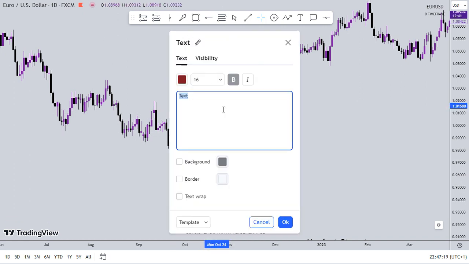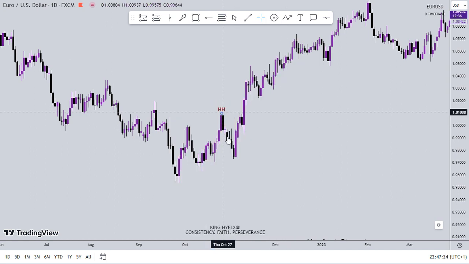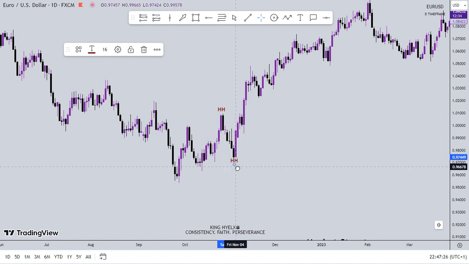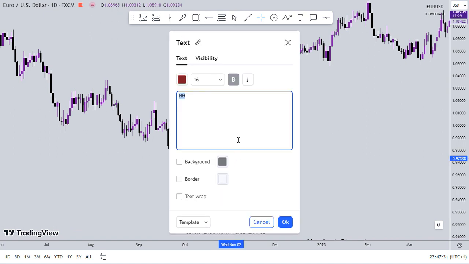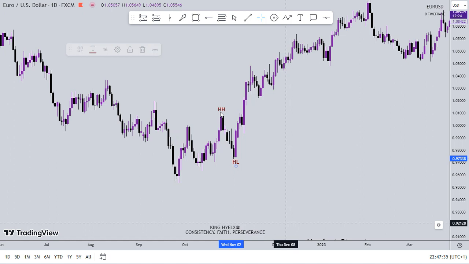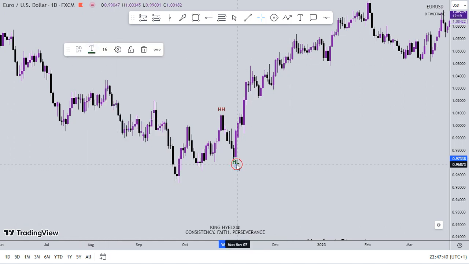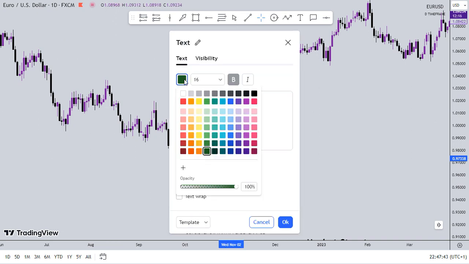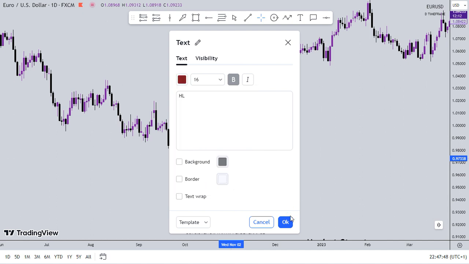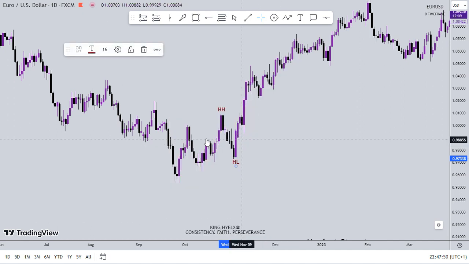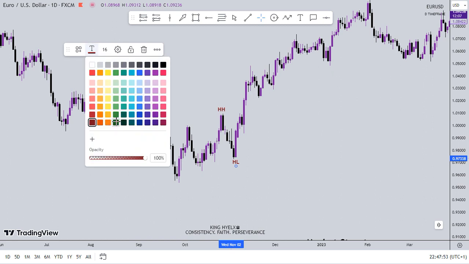Now let's call this our higher high, HH, right? Then let's call this our higher low. Why? Because it did not close below this low, right? So this is a higher low, and this for bullish. So let me use green just so that you don't get confused. Okay, so higher high and higher low.